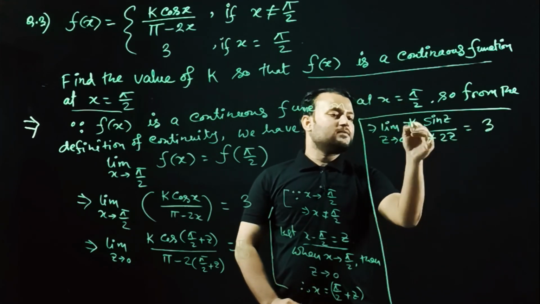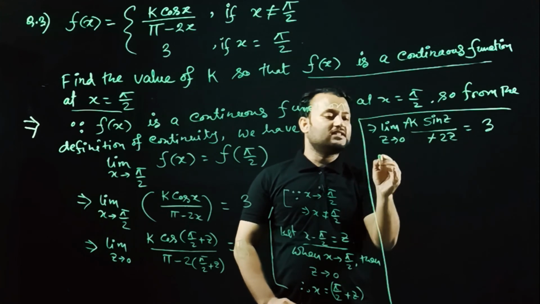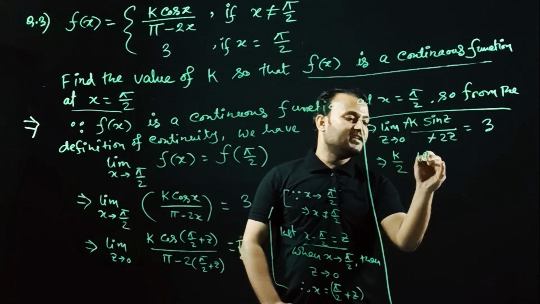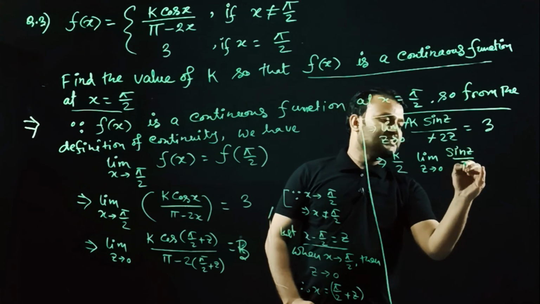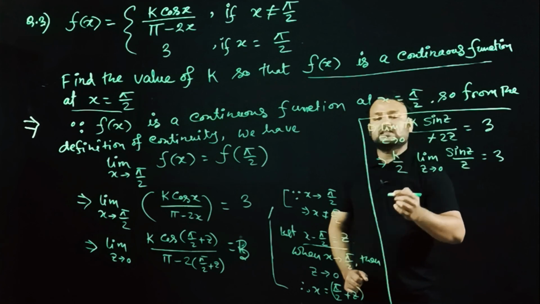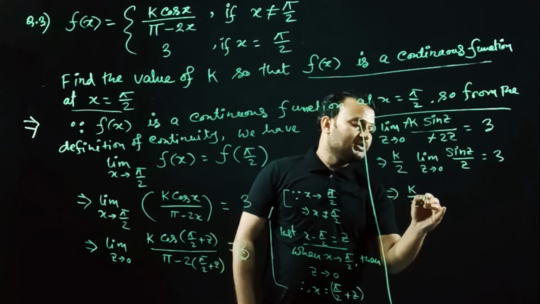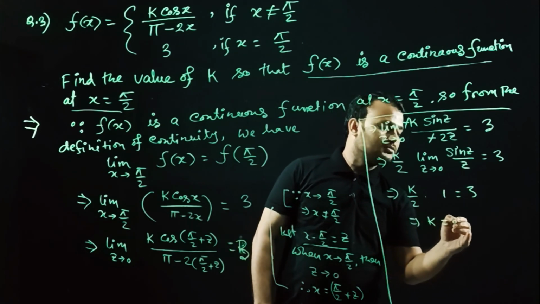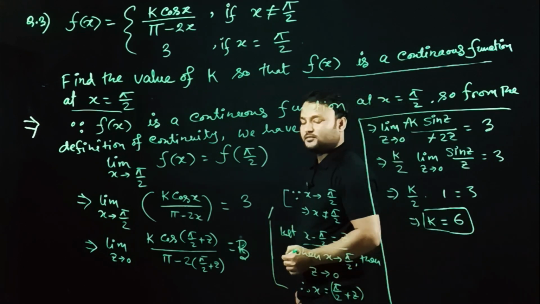The minus signs cancel, and k by 2 is a constant, so we take it out of the limit. We get k by 2 times limit z tends to 0 of sin z by z. This is the well known formula from the limit chapter: limit z tends to 0 of sin z by z equals 1. So k by 2 into 1 equals 3, and we conclude k equals 3 into 2, which is 6. This is the required value. Thank you for watching.